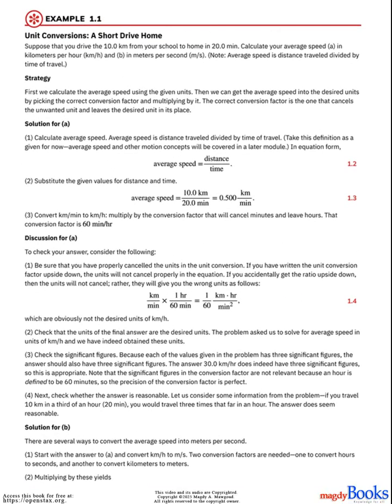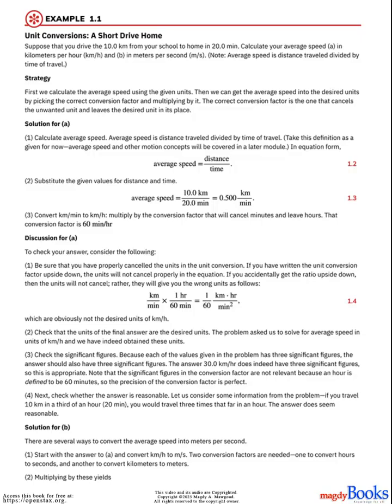Example 1.1. Unit conversions. A short drive home. Suppose that you drive the 10.0 kilometers from your school to home in 20.0 minutes. Calculate your average speed. A. In kilometers per hour. B. In meters per second.